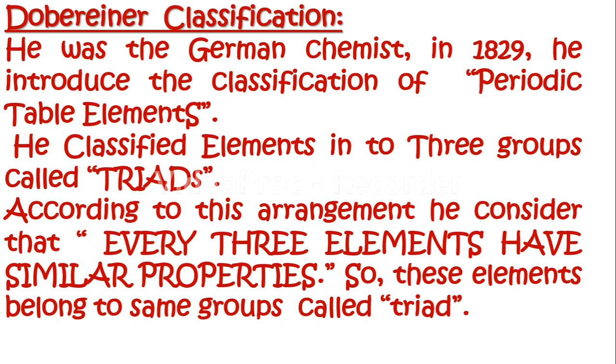According to Dobereiner, the three elements in a group are interrelated to one another on the basis of their physical and chemical properties. So he was the second scientist who worked on the periodic table arrangement of elements.